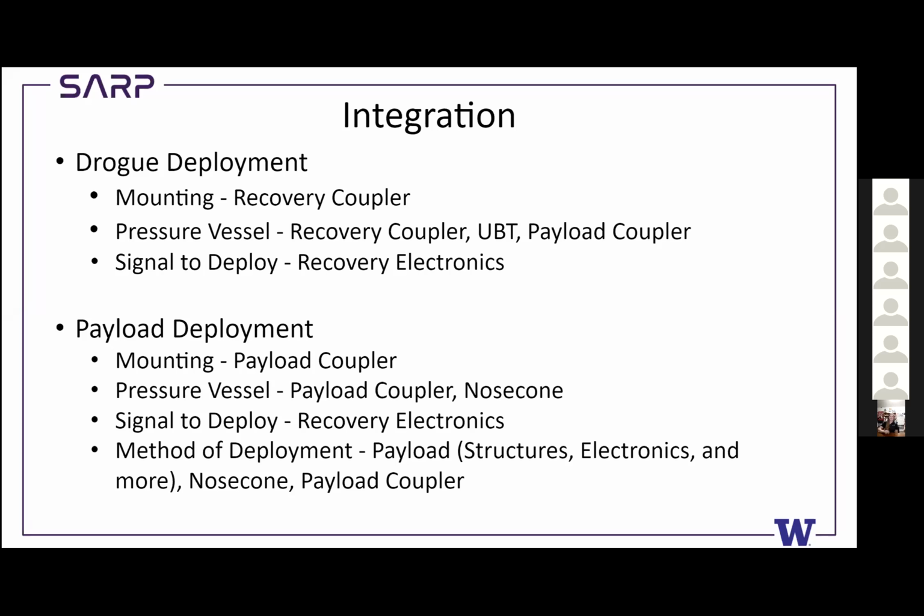So for integration, for the drogue deployment, we're mounting on the recovery coupler. The recovery coupler, upper body tube, and payload coupler will make a pressure vessel, and our signal to deploy will come from the recovery electronics. For the payload deployment, it will be mounted on the payload coupler. The pressure vessel will be made of payload coupler and nose cone. The signal to deploy will also come from recovery electronics. And then the method of deployment takes a lot of integration between lots of projects: payload, nose cone, and payload coupler.